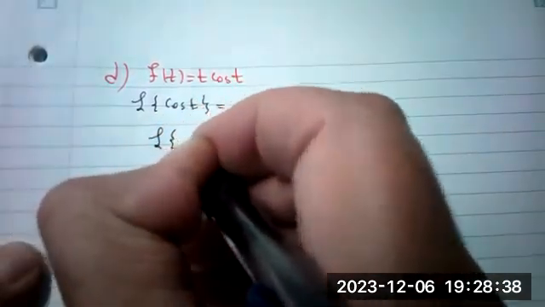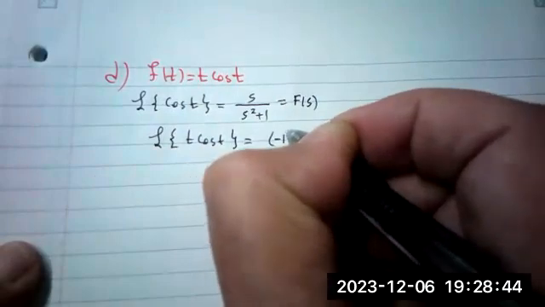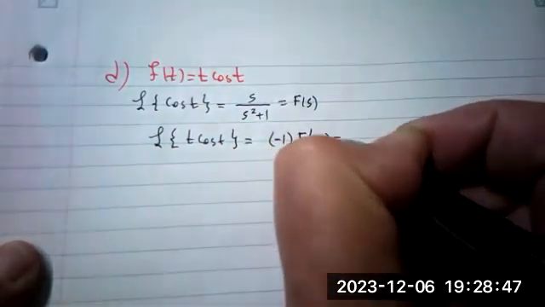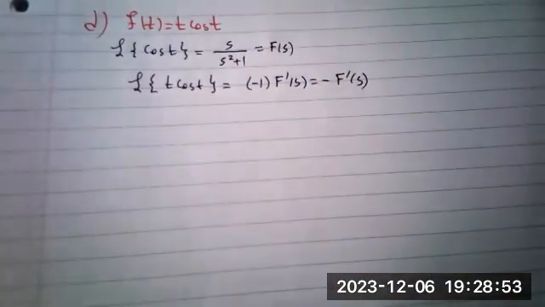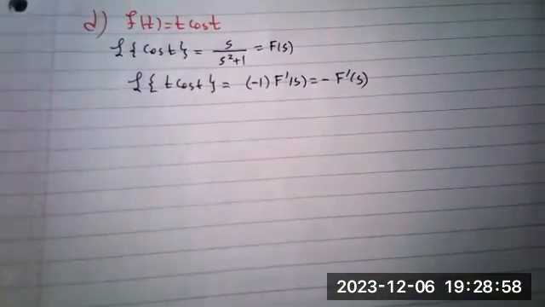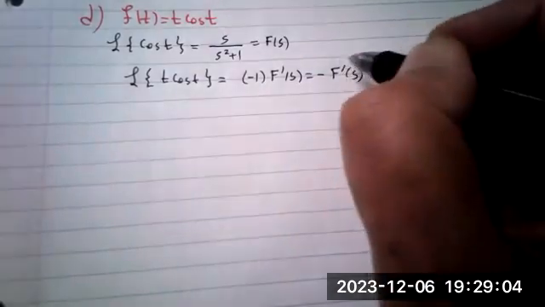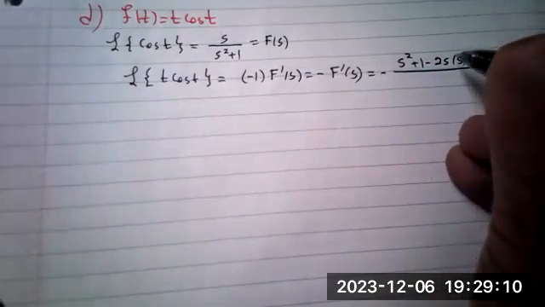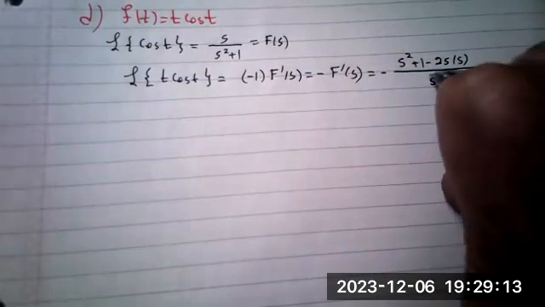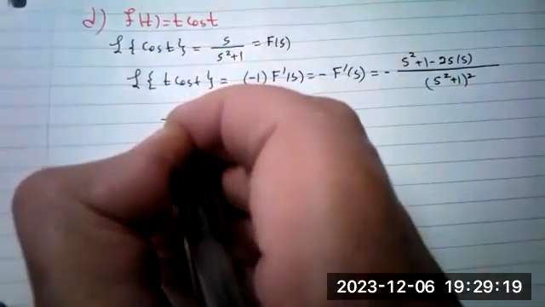And then you go for the Laplace of t cosine t. You know that this is going to be negative 1 times F prime, which is going to be negative F prime of s. The first derivative is going to be negative. Now you apply the quotient rule to get this one. The derivative of the top times the bottom, which would be s squared plus 1, minus the bottom's derivative times the top, 2s times s, divided by s squared plus 1, all squared. You simplify it on the top, and then you're done.